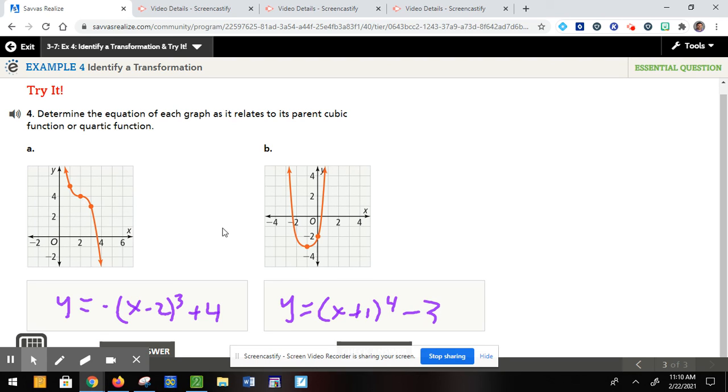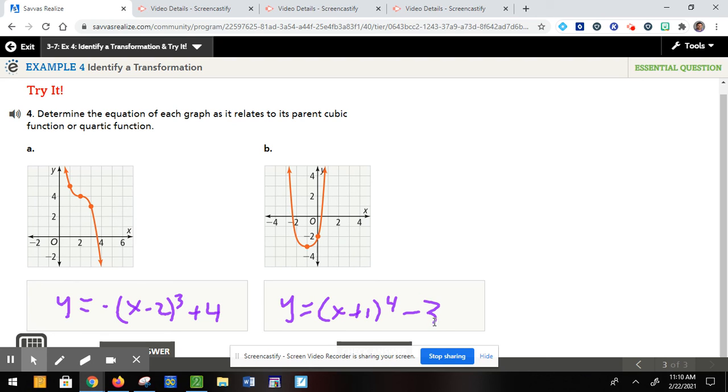For part B, I identified that it was 4th degree because given the 2 choices, it has to be an even degree, so it's going to be the 4, not the 3. It does open up in both directions, so that's why there is no negative out front like there was for part A. It moved left 1, which is why it's a +1 on the inside, and it moved down 3, so that's why it's -3 on the outside.